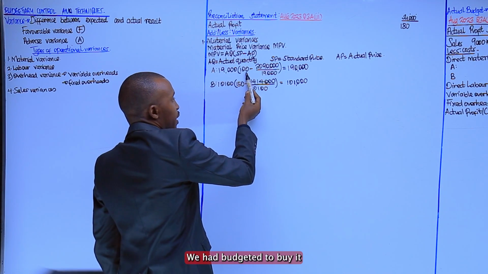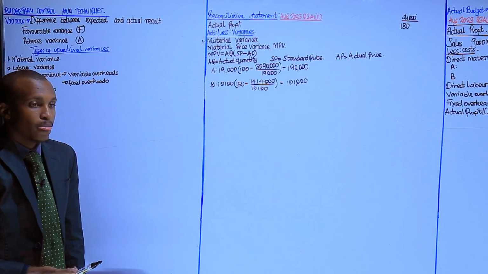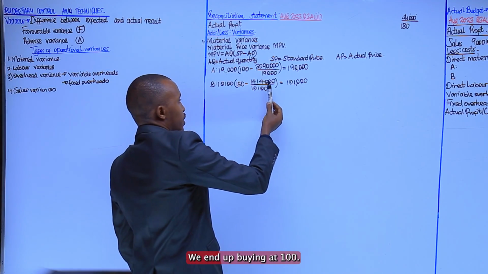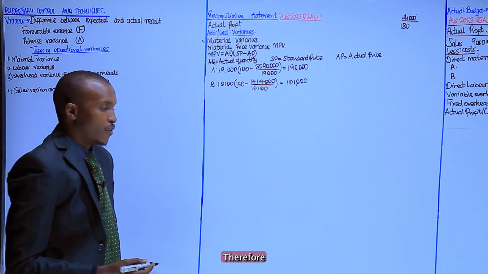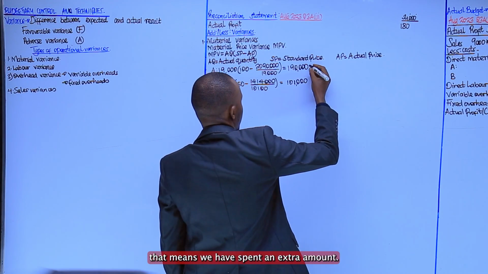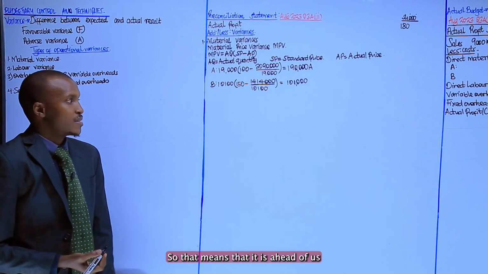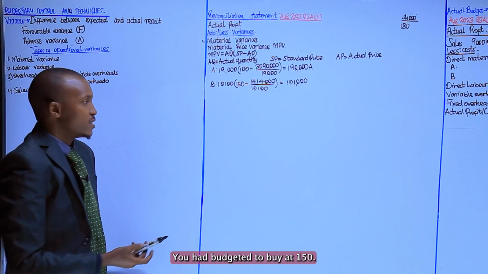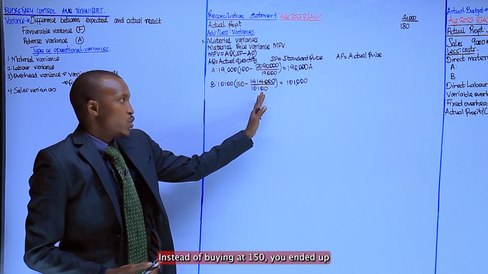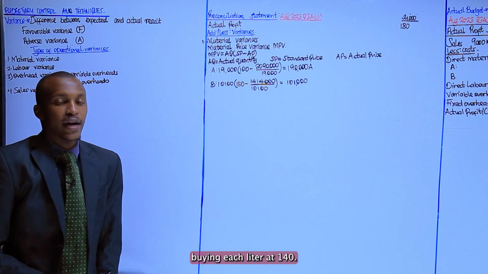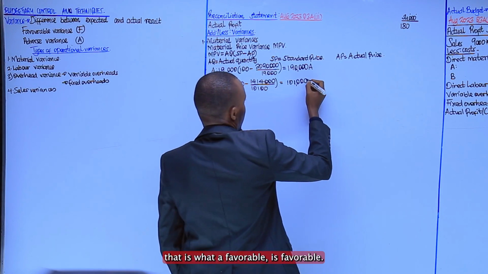But we need to indicate whether it is favorable or adverse. We had budgeted to buy at 100 shillings per kg. We ended up buying at 110. Therefore, we have spent an extra amount, so it is adverse. Here, you had budgeted to buy at 150, but you ended up buying each liter at 140. Therefore, that is favorable.